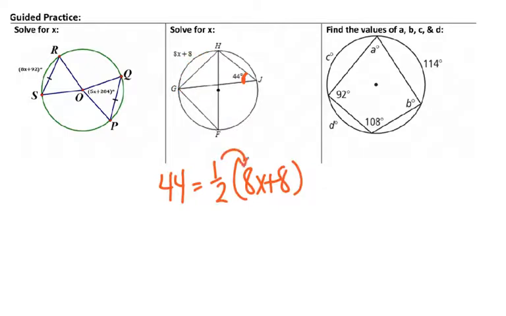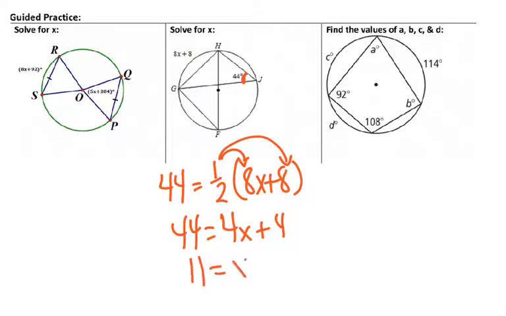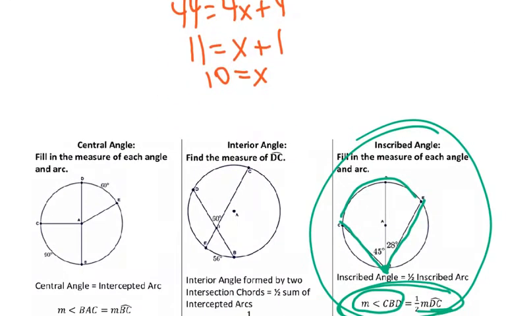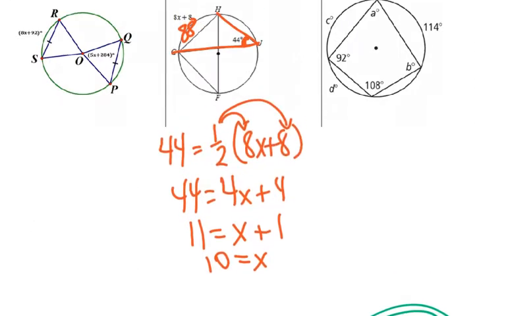You're going to solve this, so 1/2 of 8x, 1/2 of 8. You can divide everything by 4 here, and then x is equal to 10. So this would be 8 times 10 plus 8, so this is 88 degrees, and then this is 44 degrees, so that works according to what we see in our inscribed angle there.